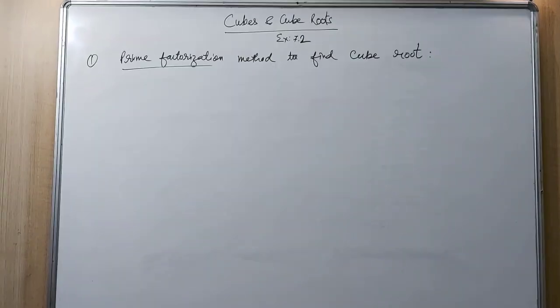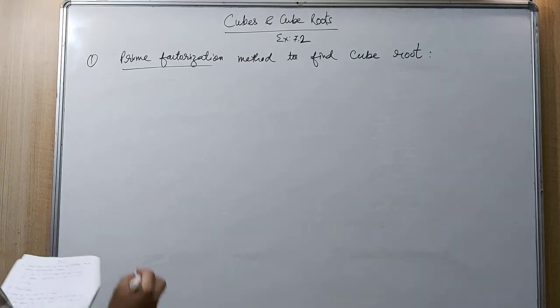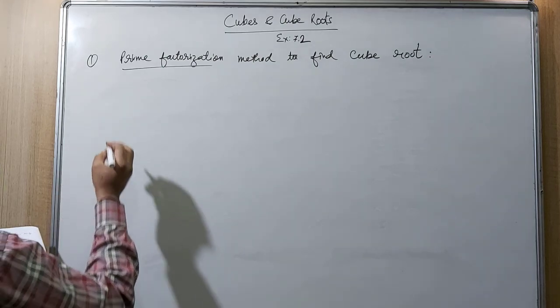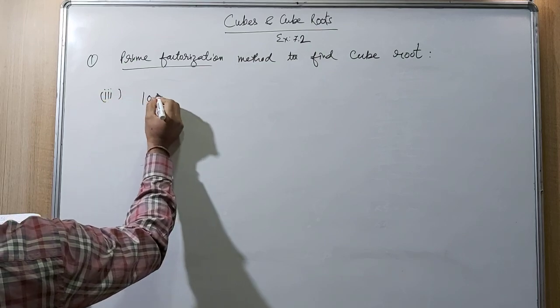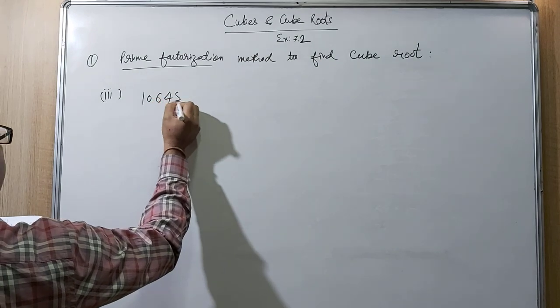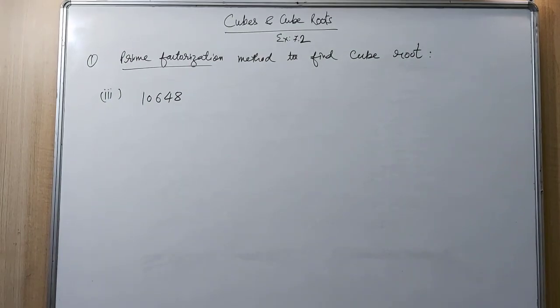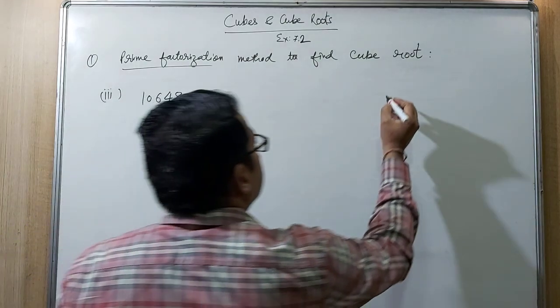Next, one more part I am taking here. That is third part I am solving here for you. This is 10,648. We have to find cube root of this number. This is a 5-digit number, by using prime factorization method. So let's start.